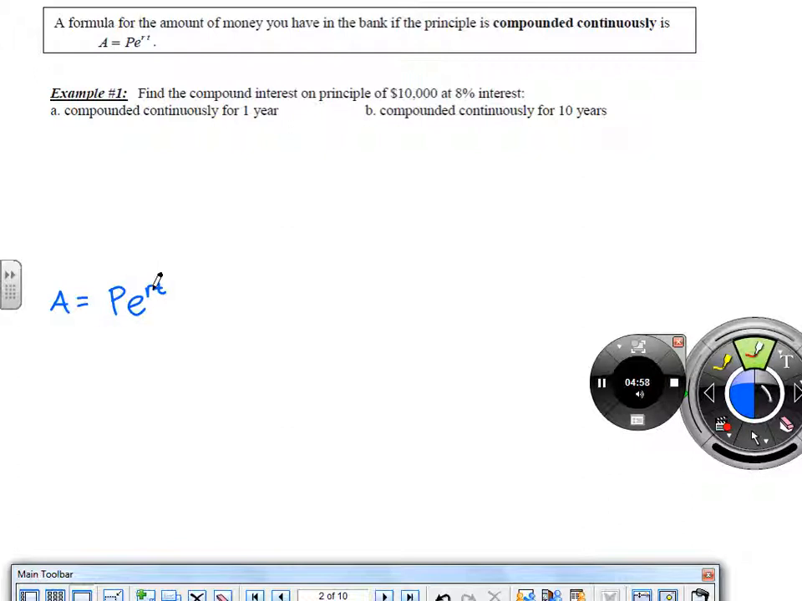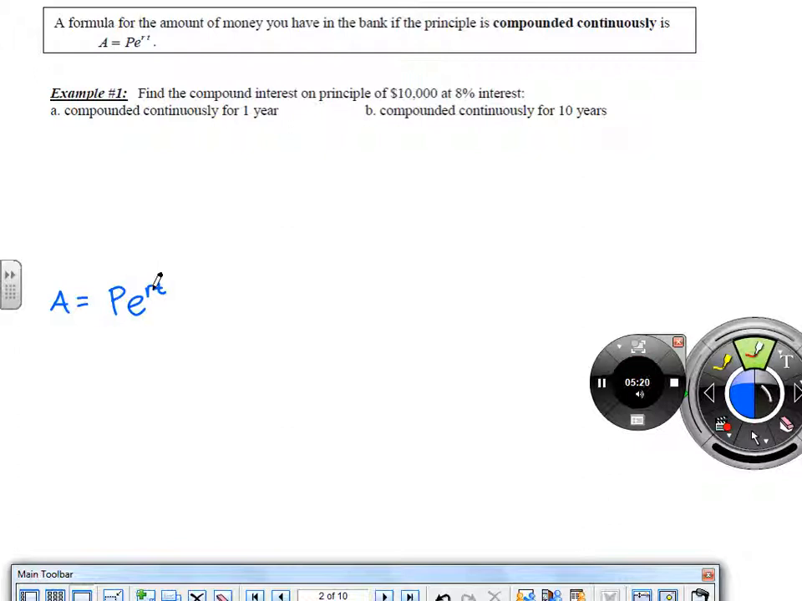So A is the amount. This is like the ones we saw before break, if you have to refer to those notes afterwards. P is the principal or beginning amount. E is the natural number, so that's already a number itself. R is the rate, so you're going to use that annual interest rate, and T is for how many years that you have it in there.